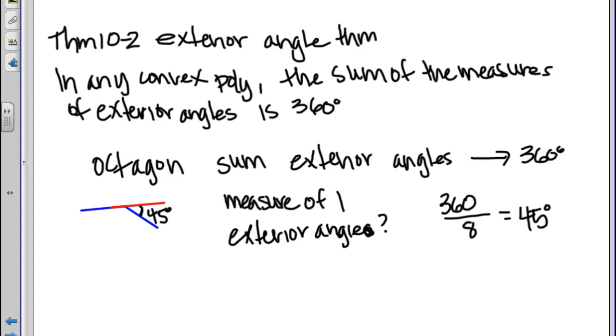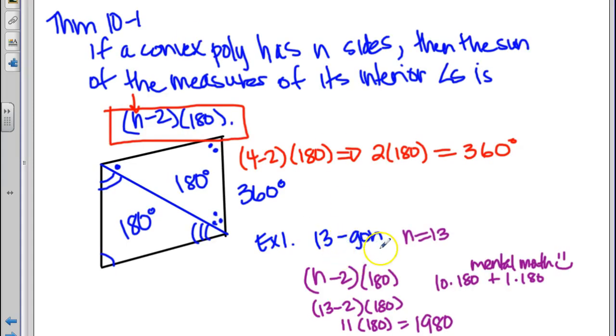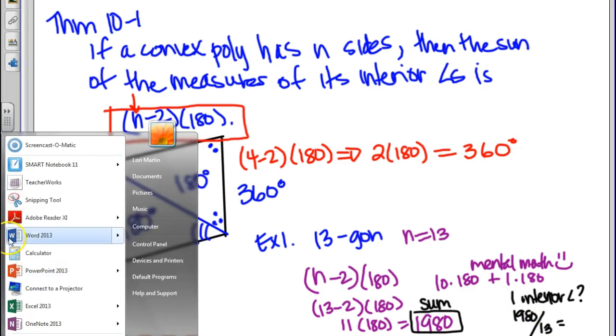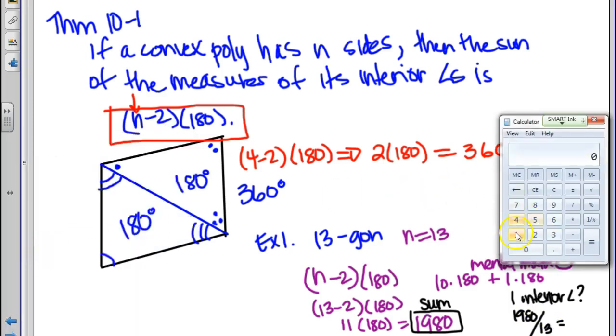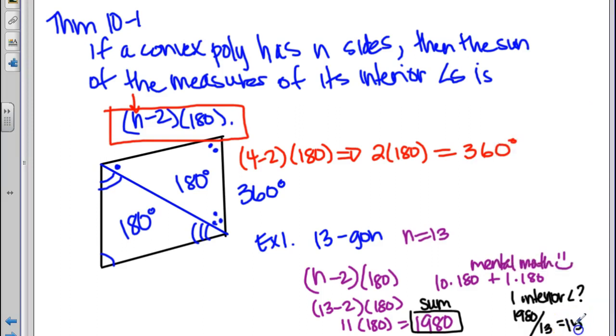Would that be true for interior angles? Let's back up to interior. This was the sum. What if I wanted one interior angle? Then I could take the sum and divide it by the number of sides. So, back to the handy dandy calculator, 1980 divided by 13 is about 152.3.